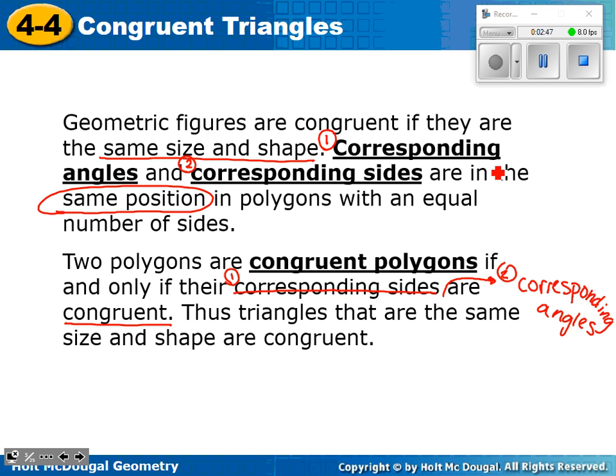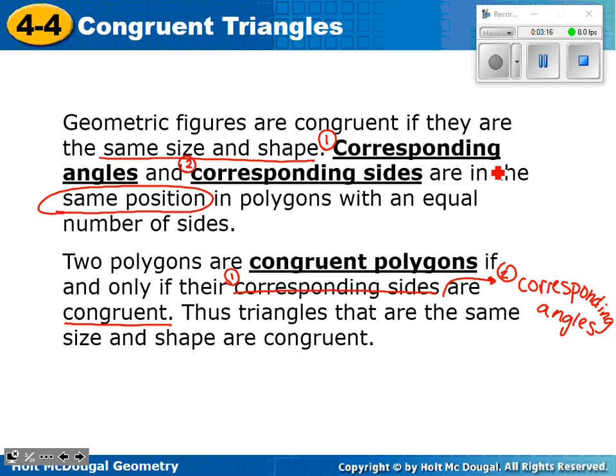If that's a triangle, how many sides are in a triangle? 3. How many angles? 3. So that means we're going to have 6 pieces of information listed in our proof before we can say the 2 triangles are congruent. If it's a rectangle, how many angles are there? How many sides? So that means you would have to have 8 things congruent before you could say they were congruent.